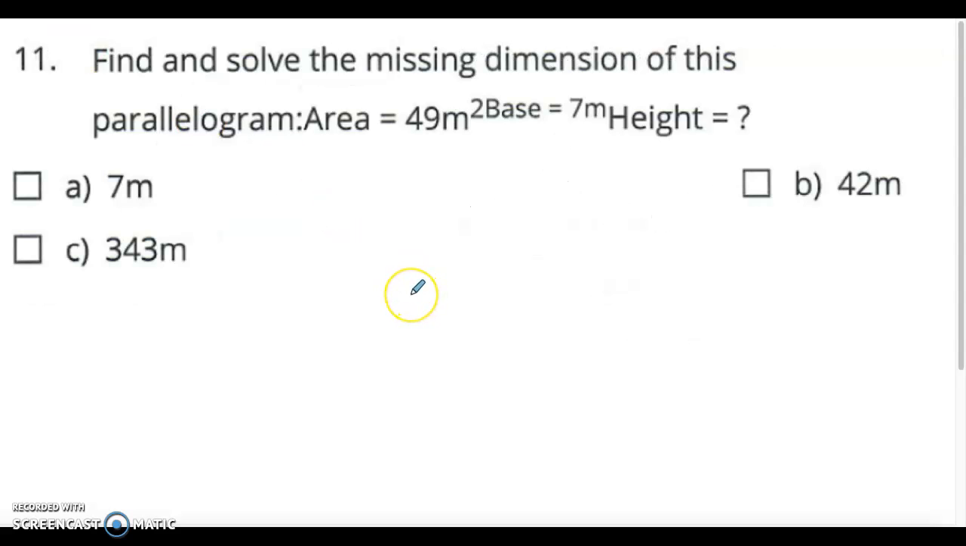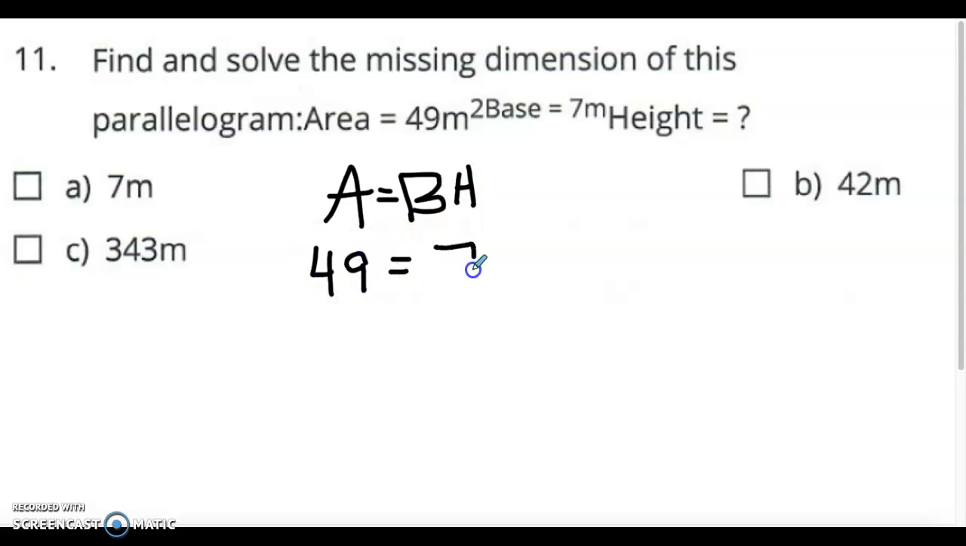Okay, so to find the missing dimension of the parallelogram. A parallelogram is base times height. So you know that the area is 49. If the area is 49, and you know that the height is 7, then 7 times what number gives you 49? That would be the answer to that.